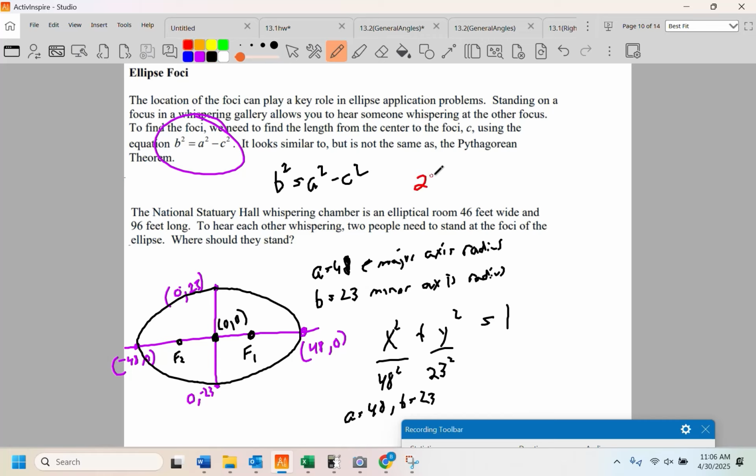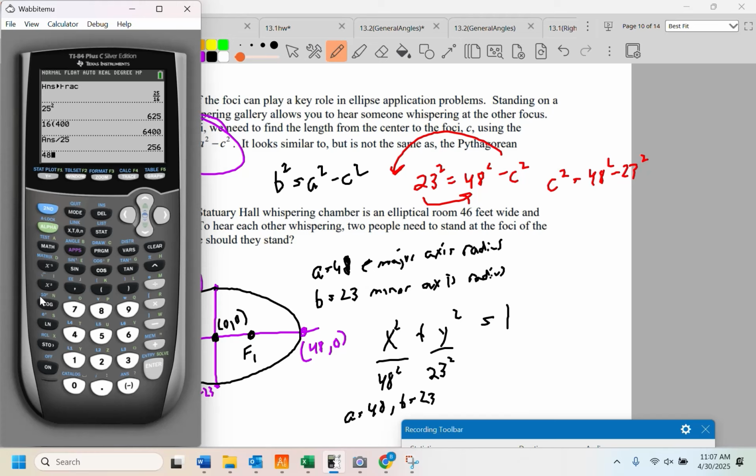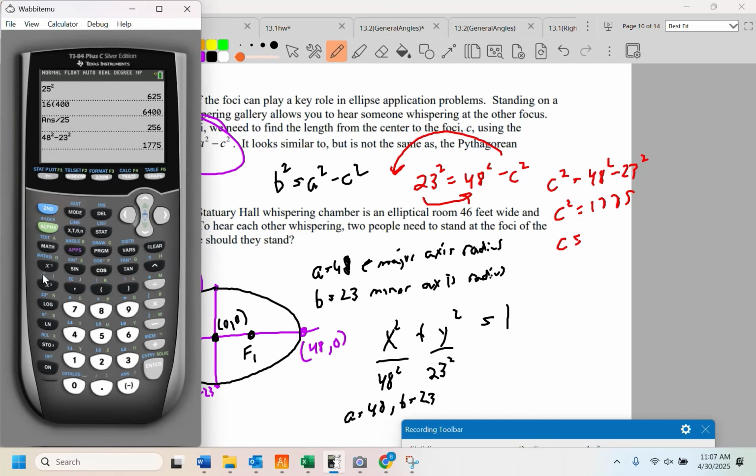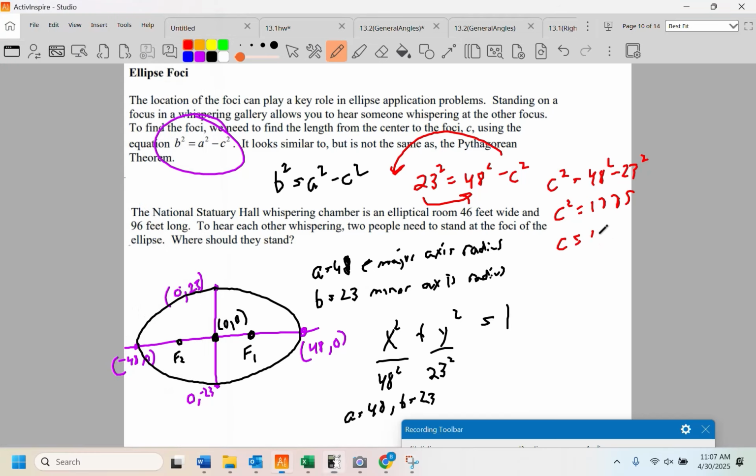So B is 23. 23 squared must equal 48 squared minus C squared. Okay? And I'm just going to do some manipulation, move some stuff around. C squared is going to be 48 squared minus 23 squared. It's about 1775, or c squared is 1775. So c is going to be the square root of that number. It's around 42.13 feet.